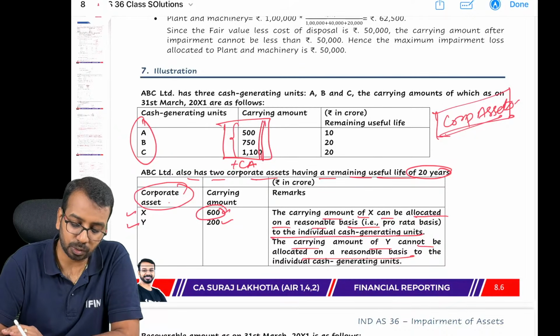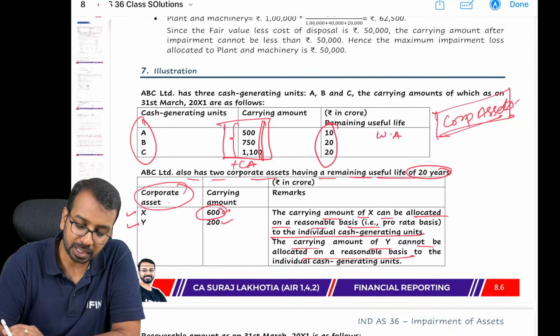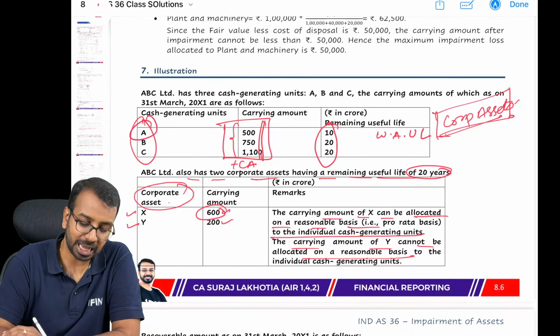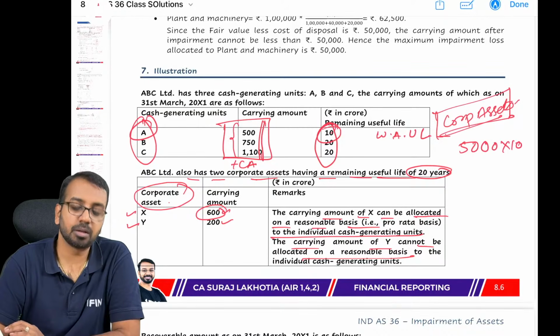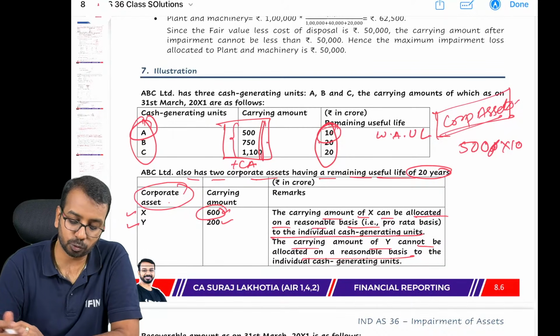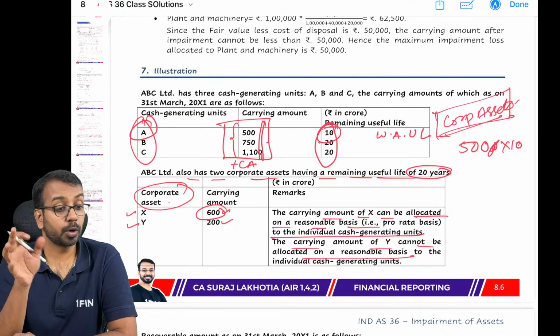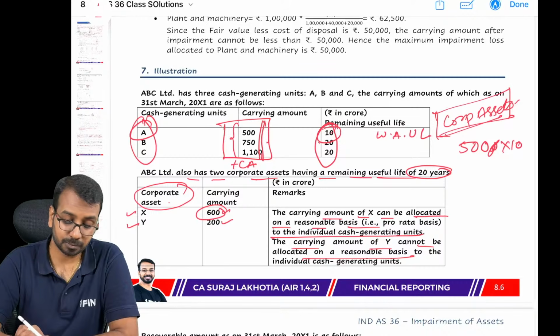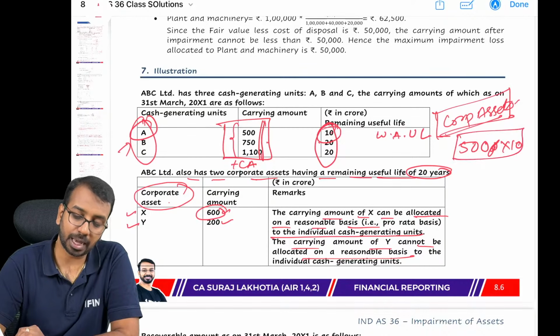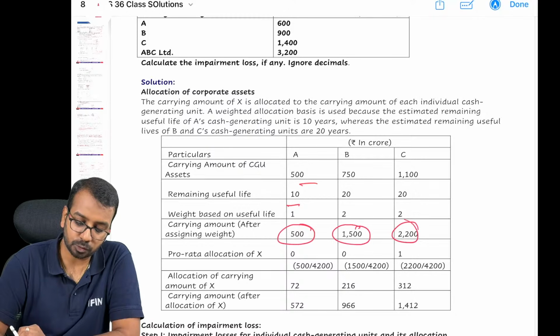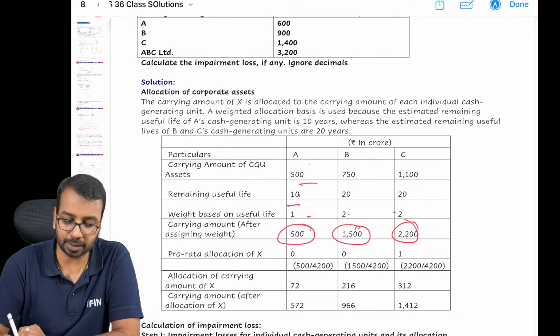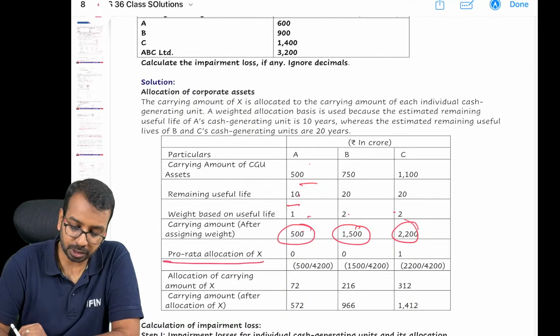Okay. Now how do I allocate? 600 is there. Don't directly do it like this because useful life is different. When useful life is different, then we'll calculate weighted average useful life. The reason is A will use the corporate asset only for 10 years. So equivalent value per year is 500 into 10, 5,000. 750 into 20, 15,000. So you have to calculate on a product basis: carrying amount multiplied by the life. So 500 into 10, you can do 5,000, or 1:2:2, that also you can do. Pro rata allocation of X.